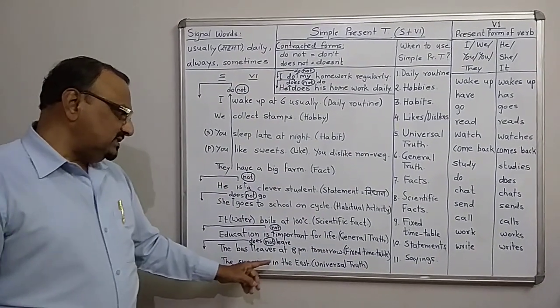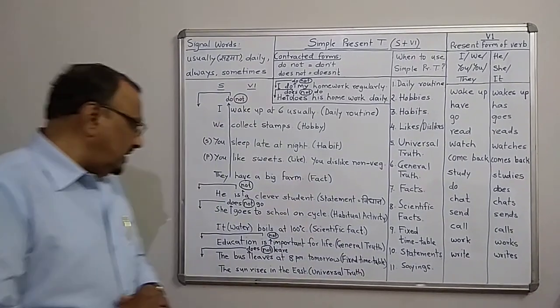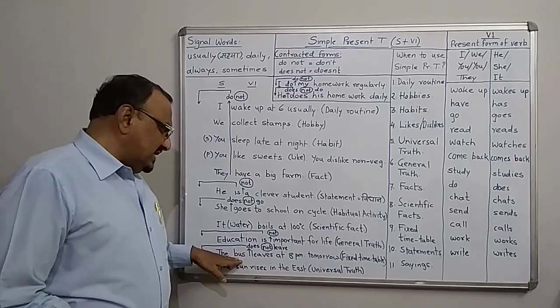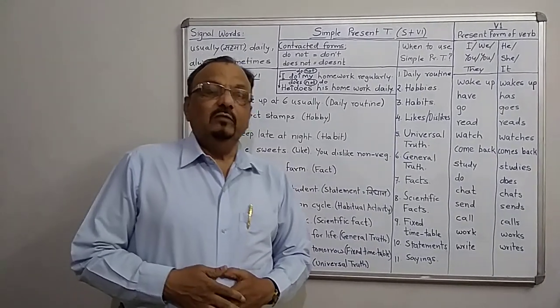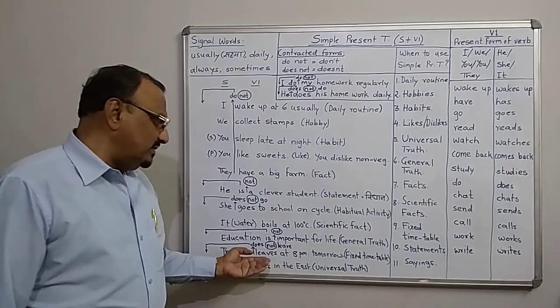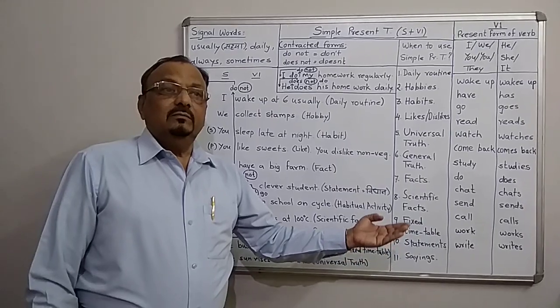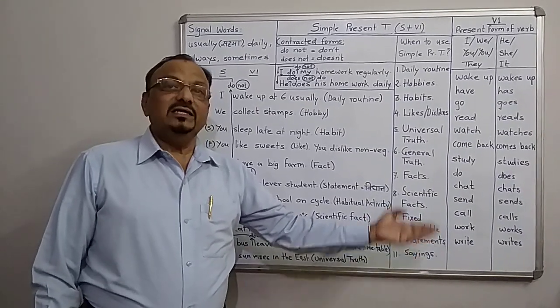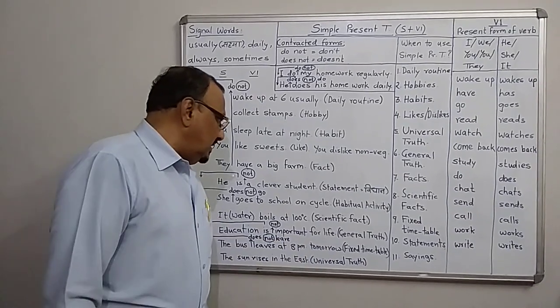The sun rises in the east. Universal truth. Now you may wonder, the bus has a fixed time, so we can also say the bus will leave tomorrow. But since it has a fixed timetable, in Marathi आपण म्हणतो उद्या 8 वाजता बस सुटते किंवा येते. So that is the simple present tense we can use here.